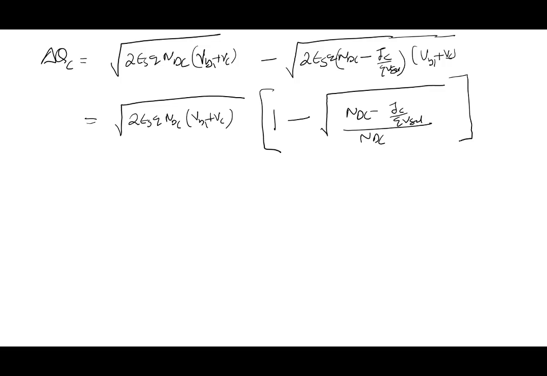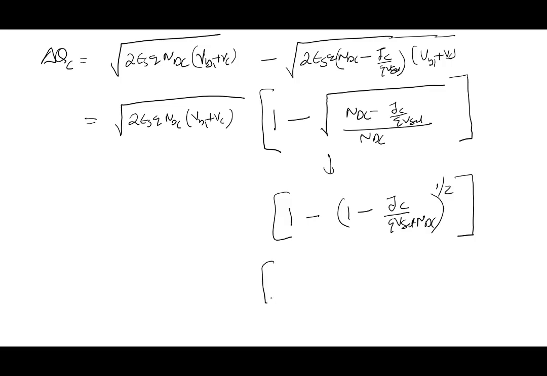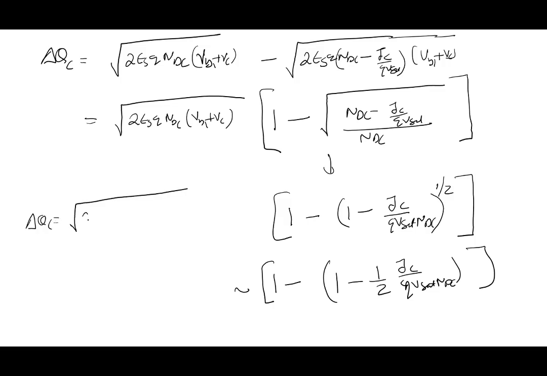That's fine. If I look at this particular term, I will get 1 minus JC by Q V sat NDC to the power half. We'll approximate it as 1 minus half of JC by Q V sat NDC. So our estimate of delta QC comes to square root of 2 ES Q NDC times VBI plus VC, multiplied by 1 minus, which cancels, multiplied by half of JC by Q V sat NDC.